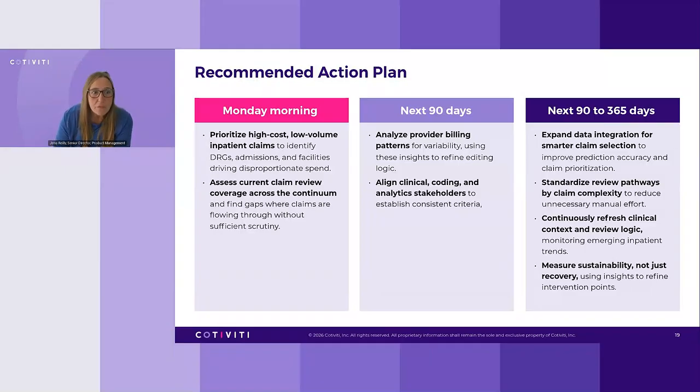And then long-term, over the next year, build a sustainable and scalable inpatient payment integrity program that adapts to evolving utilization and data complexity. Expand your data integration for smarter claim selection. Incorporate richer data elements, I think full diagnosis codes, POA indicators, and claim history, into your analytics models. This is going to improve your prediction accuracy and prioritize claims with the highest likelihood of findings. Standardize your review patterns and your claim complexity, and on and on and on.